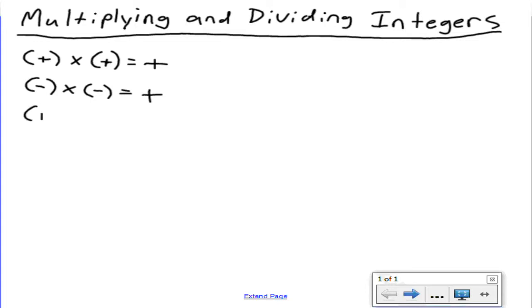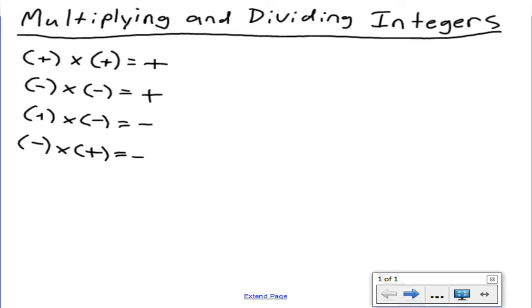If I'm multiplying a positive times a negative, or a negative times a positive, my answer will always be negative. Okay? You ignore the symbols, multiply the numbers, and put the appropriate answer.